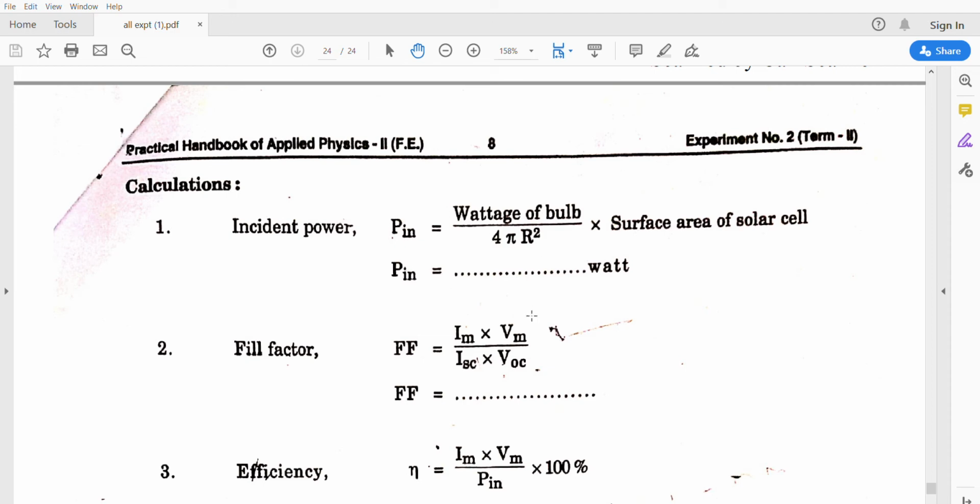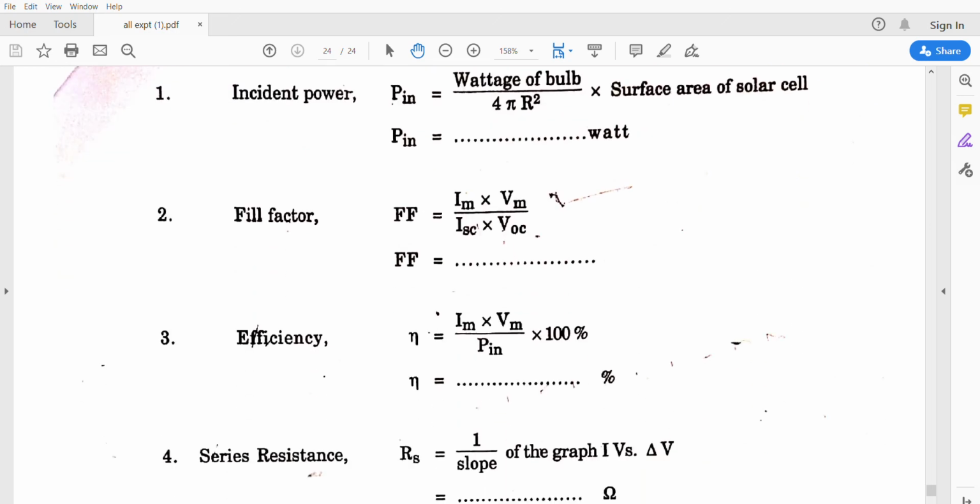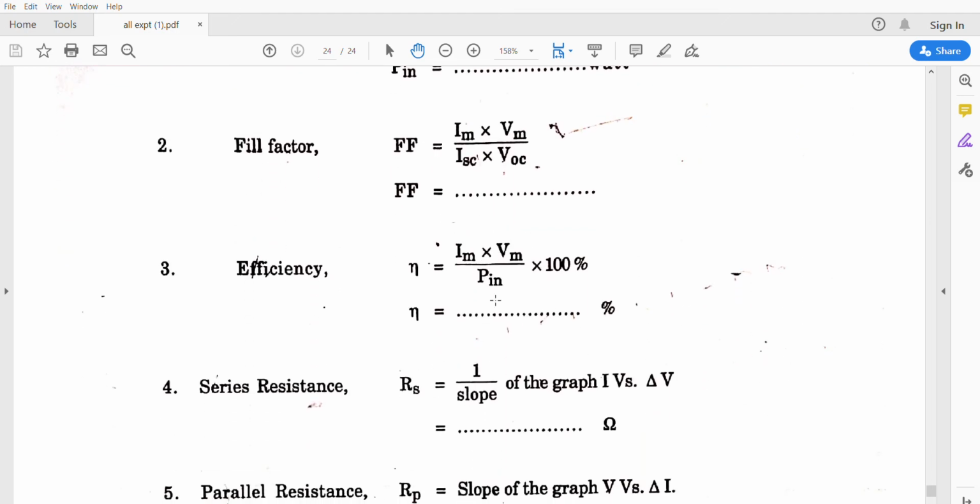The input power can be calculated here, and the fill factor has a direct formula. By taking the readings from the graph directly we can use this formula: Im into Vm upon Isc into Voc. From that you can find the fill factor, and the efficiency. Efficiency is output power upon input power. Im into Vm upon Pin is the formula to measure the efficiency of the solar cell. From that you can directly calculate the efficiency.